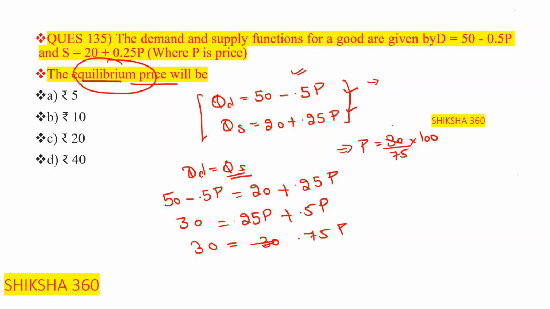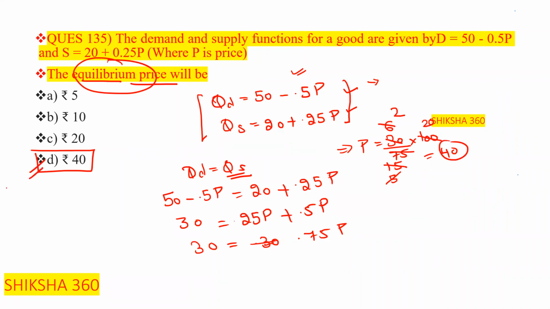So this works out, and the equilibrium price is 40 rupees. The equilibrium price here is 40 rupees. Option D is the answer.